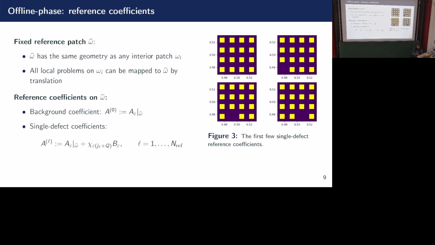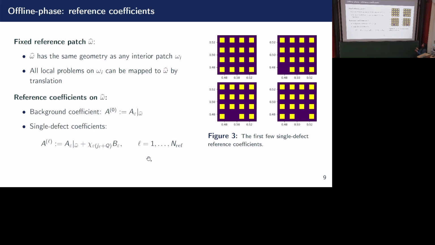a basis of reference coefficients considering single defect configurations. So in this one, this is now the first four configurations. This is the case where we have no defect on the patch and defect in the first place, second place, third place, up until it covers all places. So in this particular case, we would only have 17 such reference coefficients.